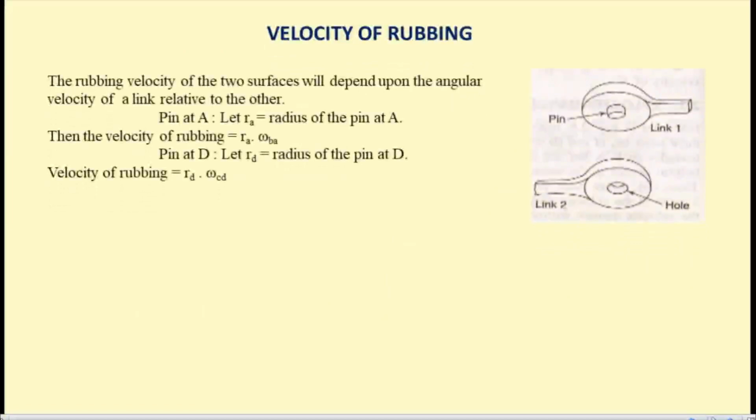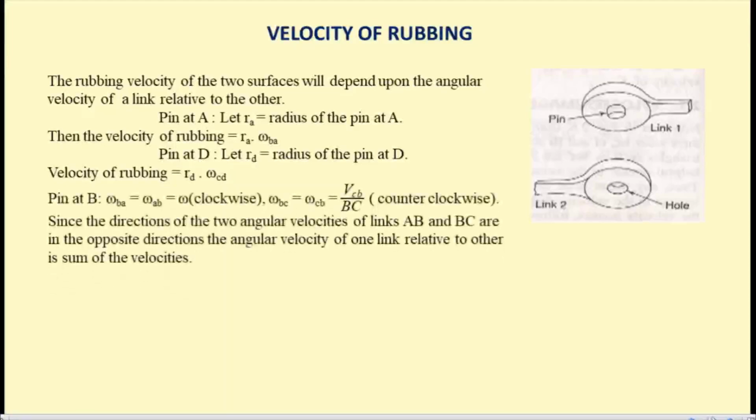Now we concentrate on velocity of rubbing. It's a very important phenomenon. The rubbing velocity of the 2 surfaces will depend upon the angular velocity of a link relative to the other. Here, for the pin at A, let us consider RA as the radius of the pin at A, and the velocity of rubbing will be RA into omega BA. Similarly, for the pin at D, the radius of the pin at D is RD, so the velocity of rubbing will be RD into omega CD.